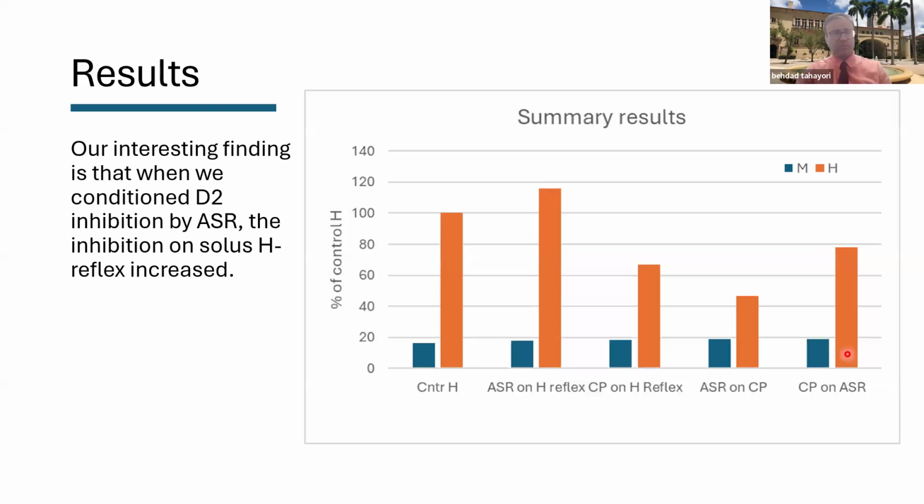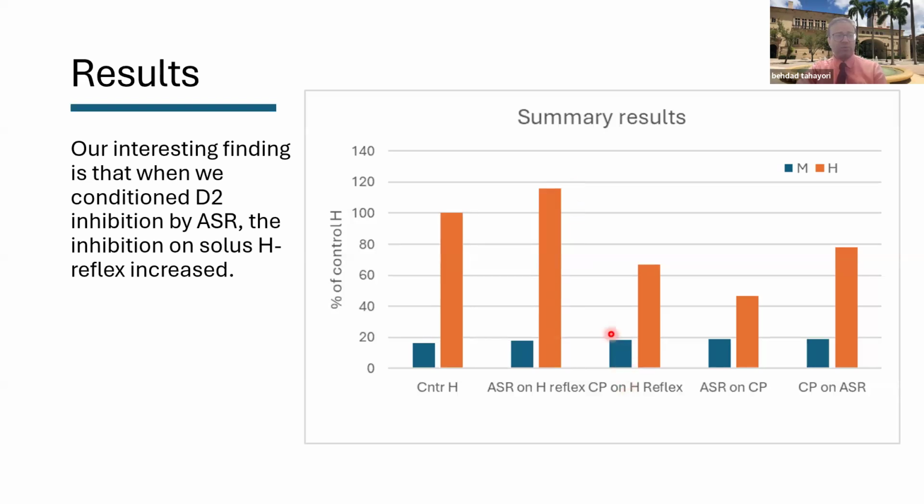I have normalized my data to control H. So this is unconditioned H-reflex, and we regard it as 100%. As you can see, with controlling the M to the same level, when you condition it with the preceding auditory stimulation, the H-reflex increases to about 118%. So you see a facilitation in the H-reflex.